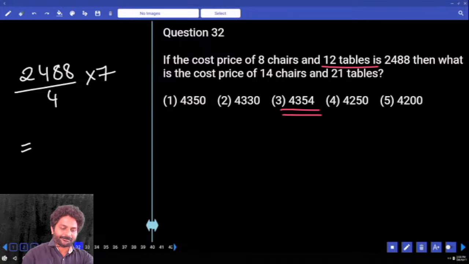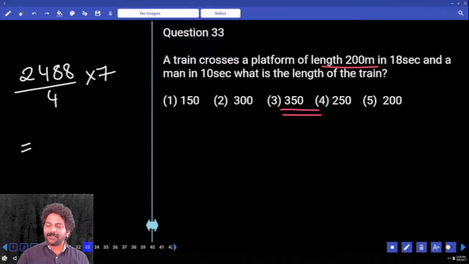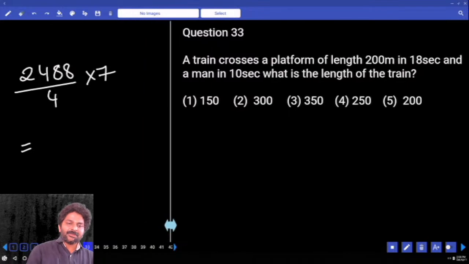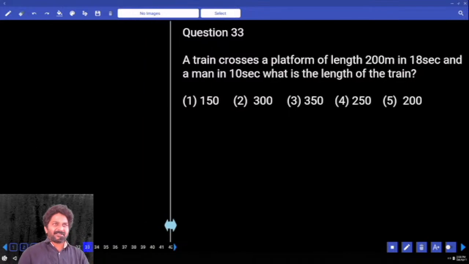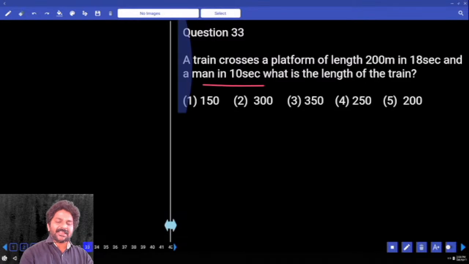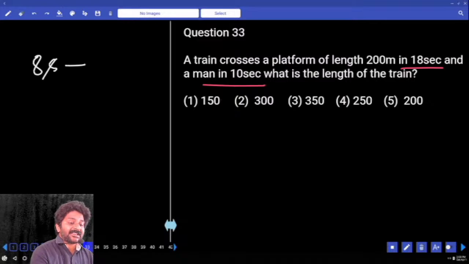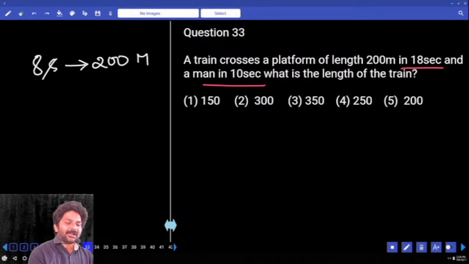Then, a train crosses a platform of length 200 meters in 18 seconds and a man in 10 seconds. What is the length of the train? Right. So using the technique we can answer the question. To cross a man it is taking only 10 seconds. To cross a platform it is taking 18 seconds. How much is the extra time it is taking in the first case? In those 8 seconds, what is the distance that it is covering? 200 meters. That means, to cover 200 meters it is taking 8 seconds.